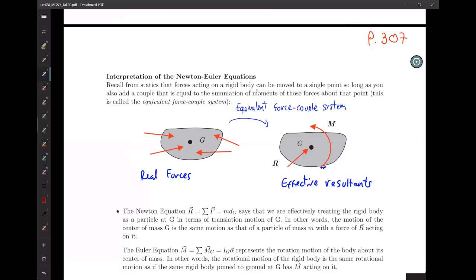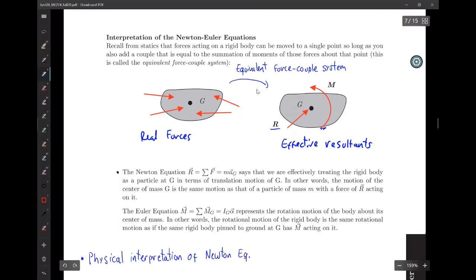Now, why do we do that? Why do we go from 4 forces to 1 force and 1 moment? So the reason is this. The resultant force is applied at the center of gravity of your system. And that resultant force is nothing else than the summation of all forces. So that resultant force is going to be equal to the mass times the acceleration of the center of gravity of your rigid body.